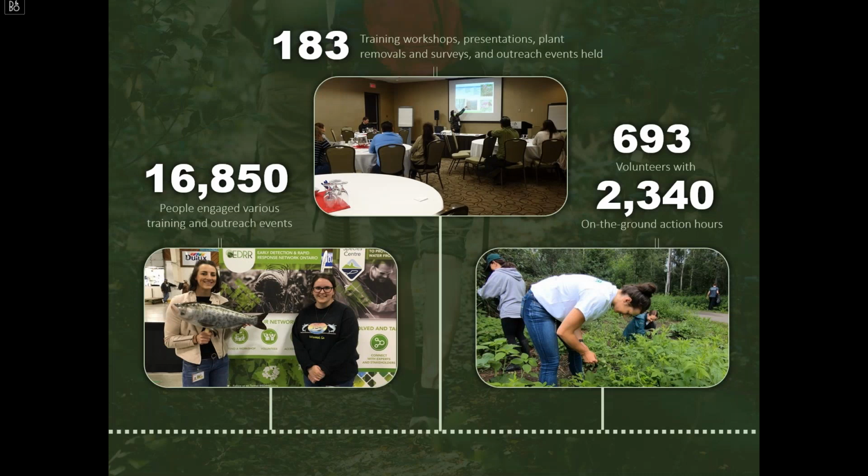This slide depicts some of our current stats since we began in 2015. We've had 183 training workshops, presentations, plant removals, and surveys as part of our outreach initiative. To date we have had 16,850 people engaged over those various outreach initiatives. We have 693 committed volunteers who have committed over 2,300 on-the-ground action hours. Those action hours are either surveying in a more formal capacity, such as with us or with other partners, or actual on-the-ground plant removals.